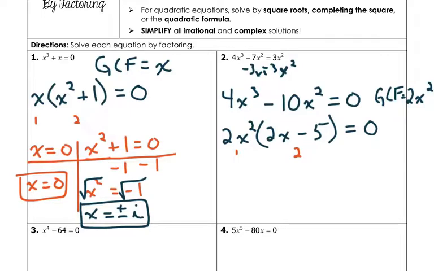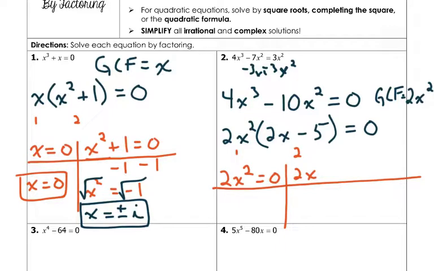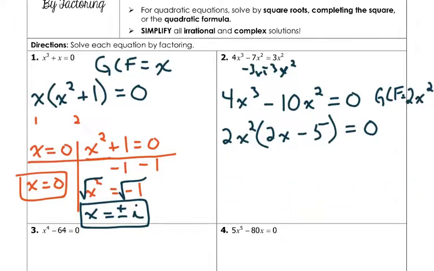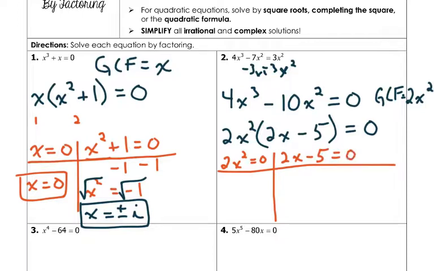We need to now set these equal to 0. So we have 2x squared equals 0, and then the other one is 2x minus 5 equals 0. In fact, I'm going to erase this so that I have more space. I will get better at this as we go. You can see I'm separating them just so I can keep track of them here. And we're going to solve for both of these.